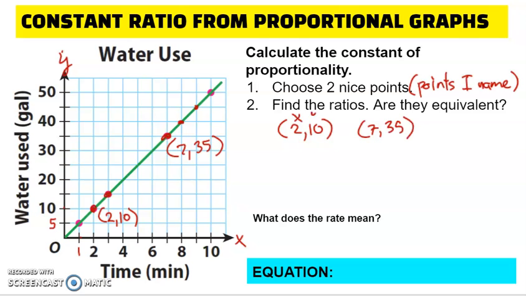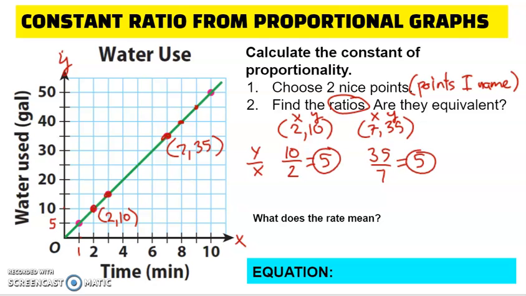All right, so this is x, y. To find the ratio, I do y divided by x, y to x. So this goes 10 divided by 2, which simplifies to 5. This one is 35 over 7, which also simplifies to 5. Woohoo! These are the same, so that's our constant of proportionality. That's what we're finding. So cool if we can find it. We proved that it's proportional because the rates are the same.